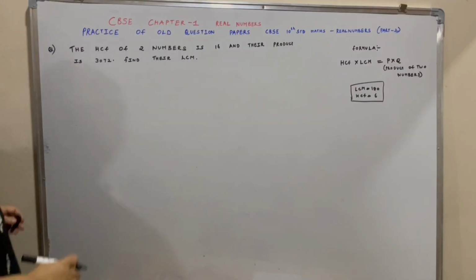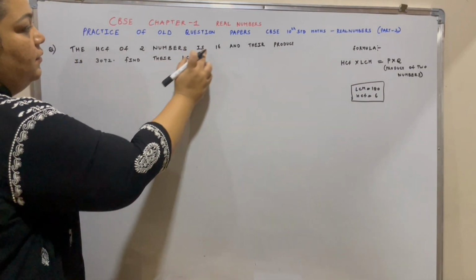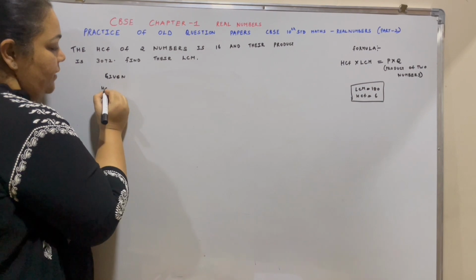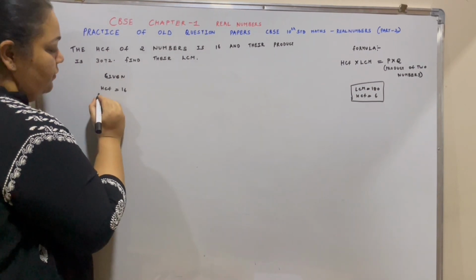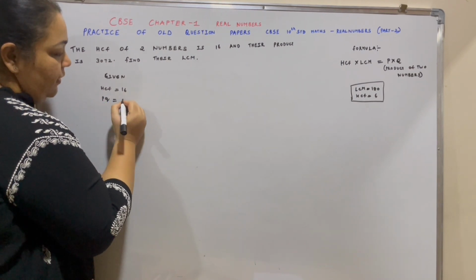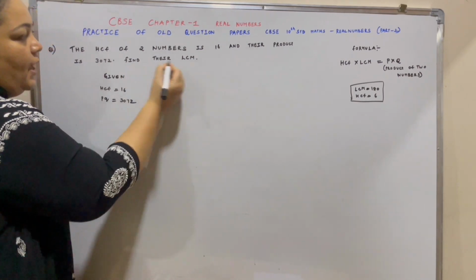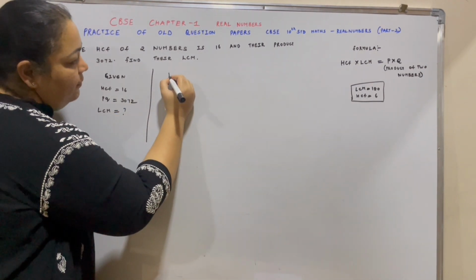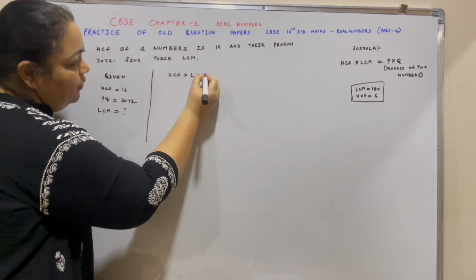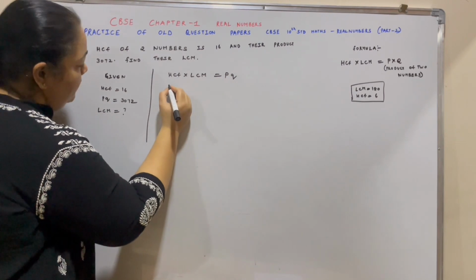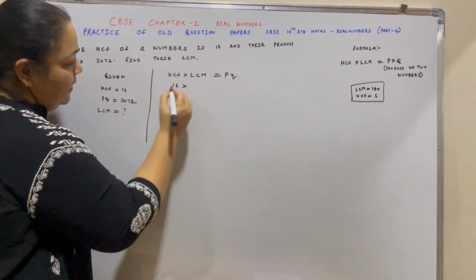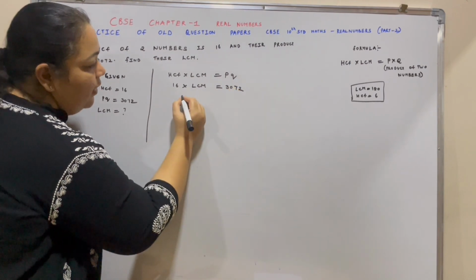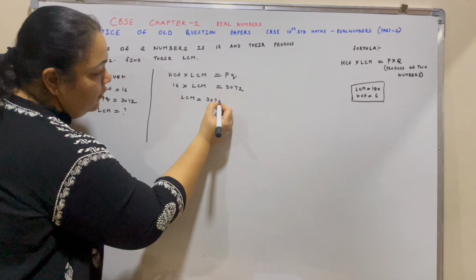Okay, the next question: the HCF of two numbers is 16. They have given HCF as 16, and the product of the two numbers P and Q is 3072, and they are asking to find the LCM. We know the formula: HCF into LCM is equal to the product of two numbers. HCF here is 16, LCM we have to find, and the product is 3072. Now LCM is equal to 3072 by 16.